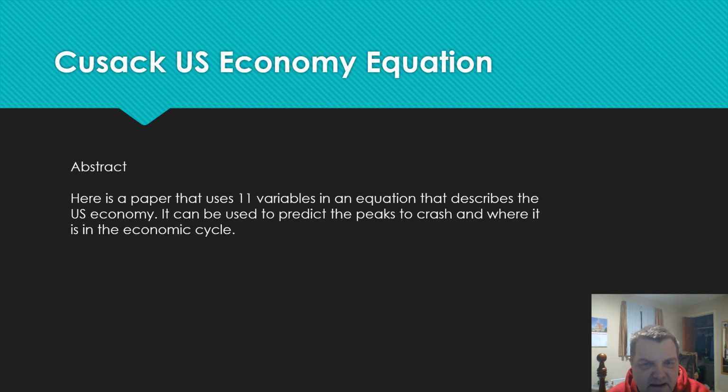So my next paper in this series, I think there's 6 papers altogether. The next one, the second one, is Cusick's U.S. economy equation. So we develop an equation for the U.S. economy based on past performance. So this paper uses 11 variables in one equation that describes the U.S. economy. It can be used to predict the peaks to crash and where we are in the economic cycle.